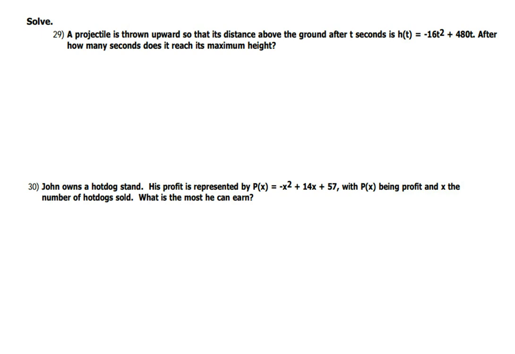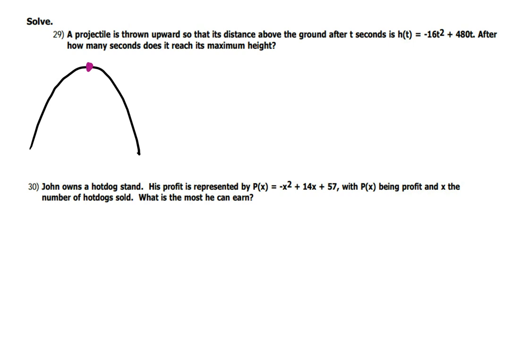All right, 29 says a projectile is thrown upward so that its distance above the ground after t seconds is, there's the equation, and they want to know after how many seconds does it reach its maximum height. So think about it, what goes up must come down. It's kind of like Angry Birds. And this thing is going to reach a maximum height at the vertex.